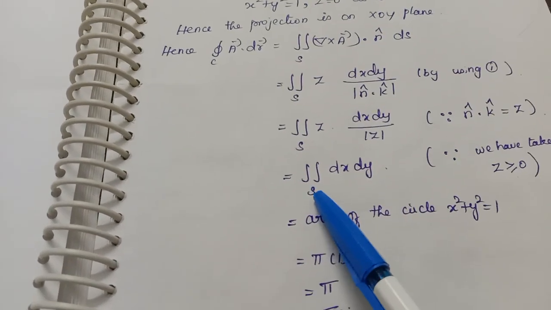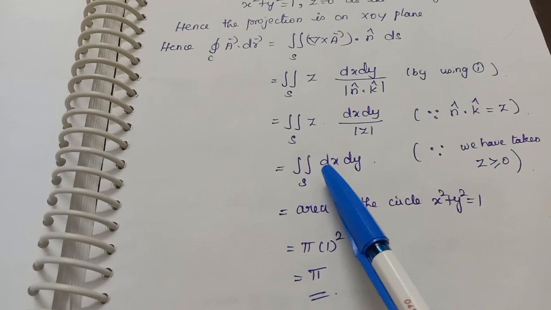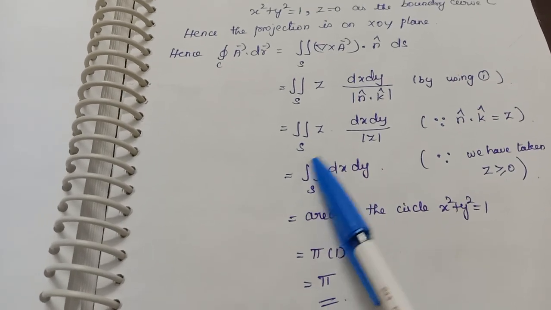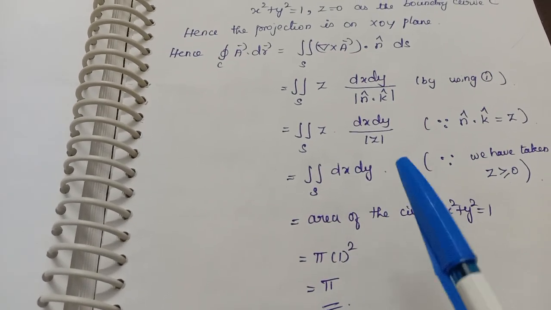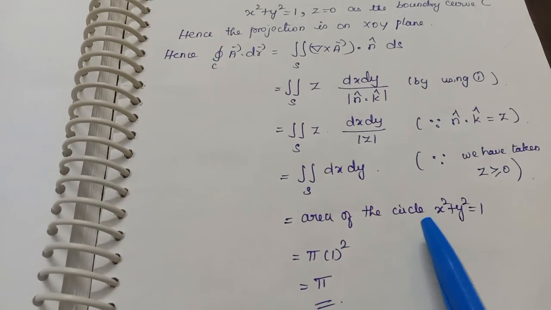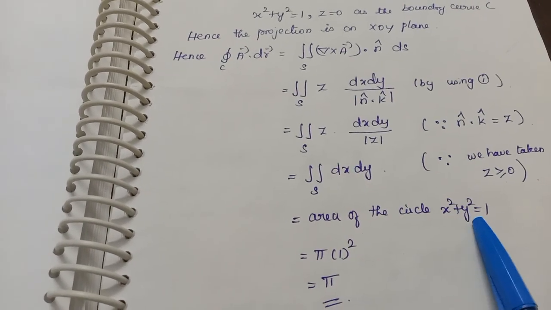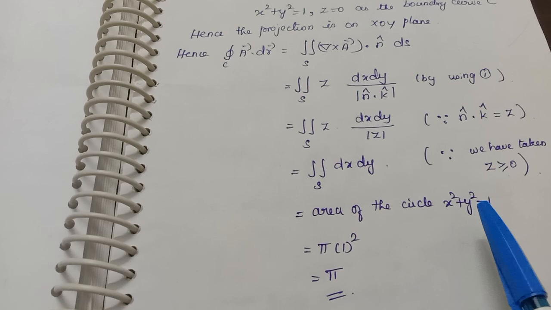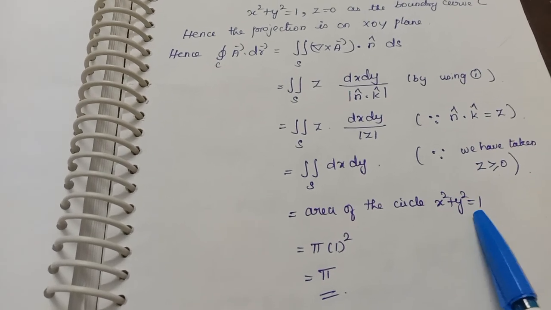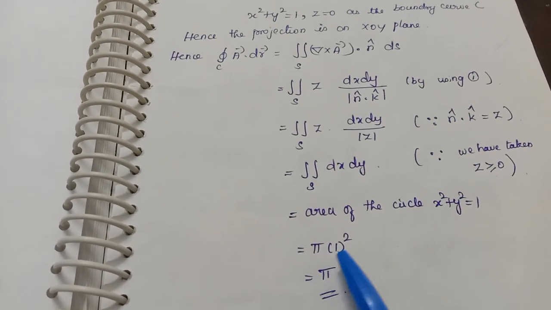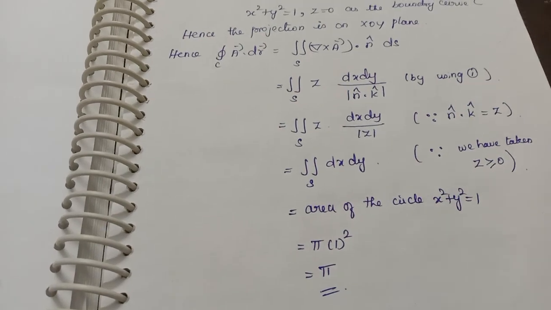Whenever you get a double integral of dx dy without any other functions, this simply represents the area of the given region. Here the given region is x² + y² = 1, which is a circle. Its area is πr². Here the radius is 1, so π times 1² equals π.